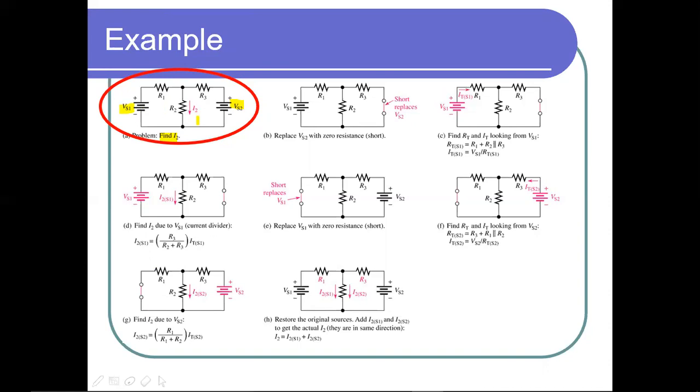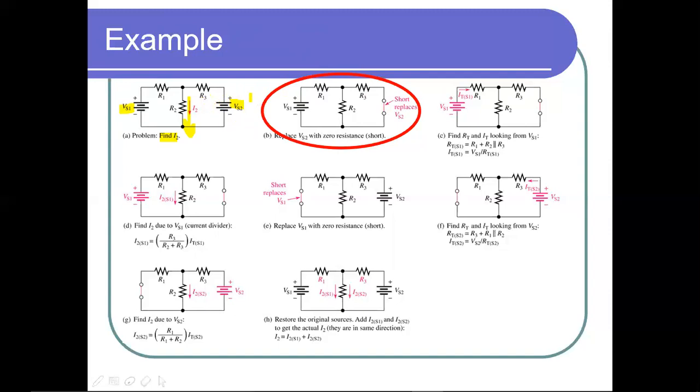Here, for the problem, it is asking only for the current flowing through the R2 resistor, in this direction. The direction is downwards. Please observe this direction. So this is the problem given. What is our step 1? For step 1, you need to activate only one voltage source, and the other voltage source is replaced with its internal resistance. If it is an ideal voltage source, what is the internal resistance?